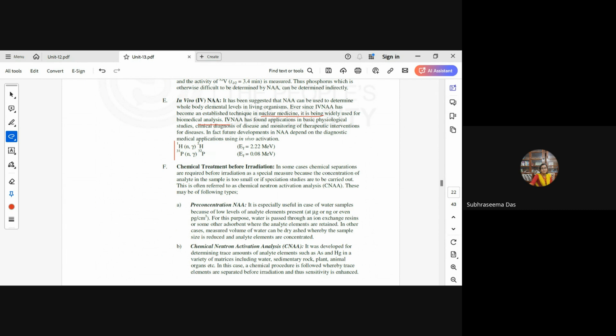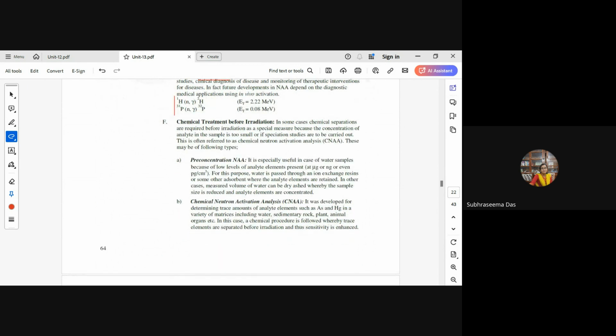The sixth is chemical treatment before irradiation. In some cases, chemical separations are required before irradiation as a special measure because the concentration of the analyte is too small and it is difficult to measure. This is often required for CNAA. The following types are involved.